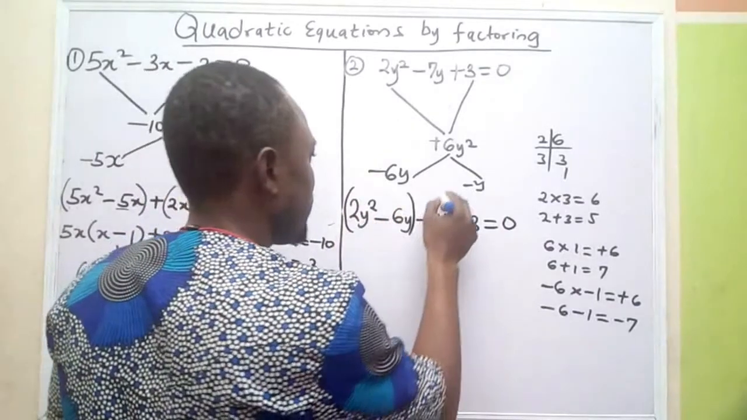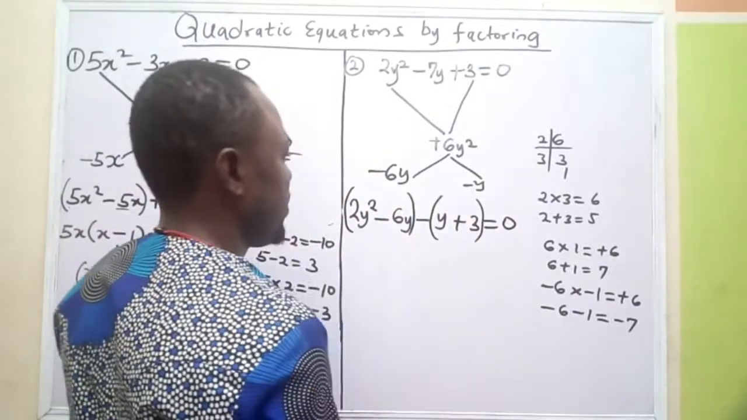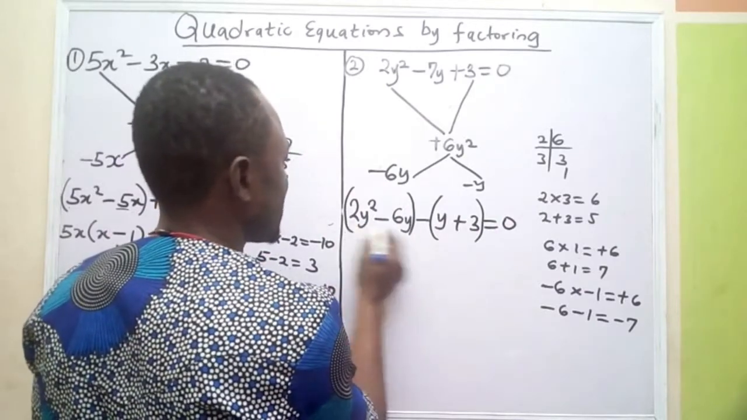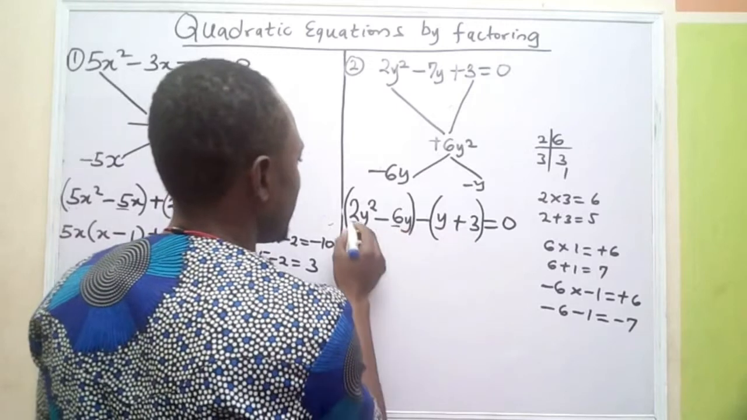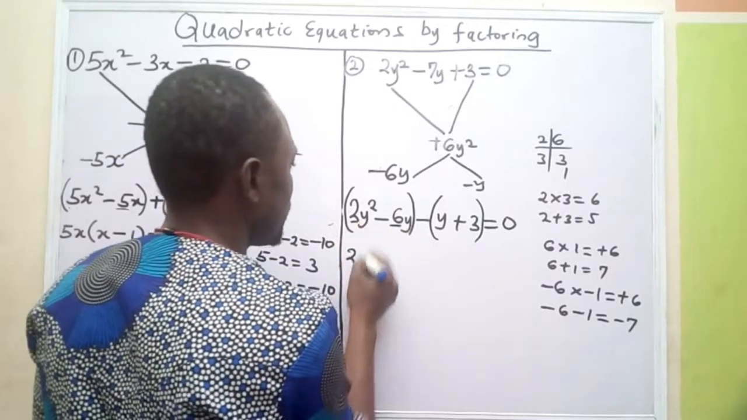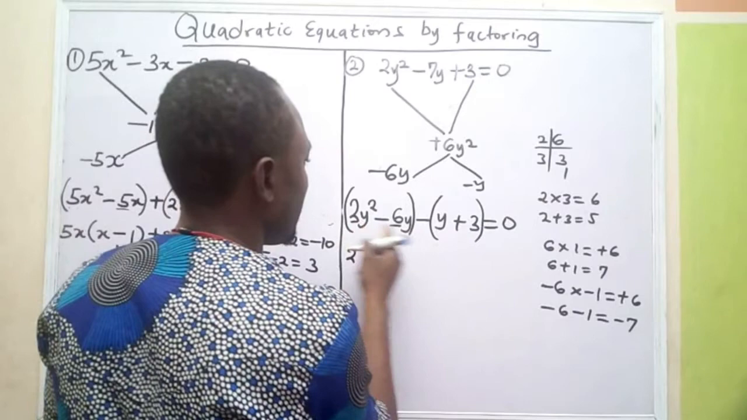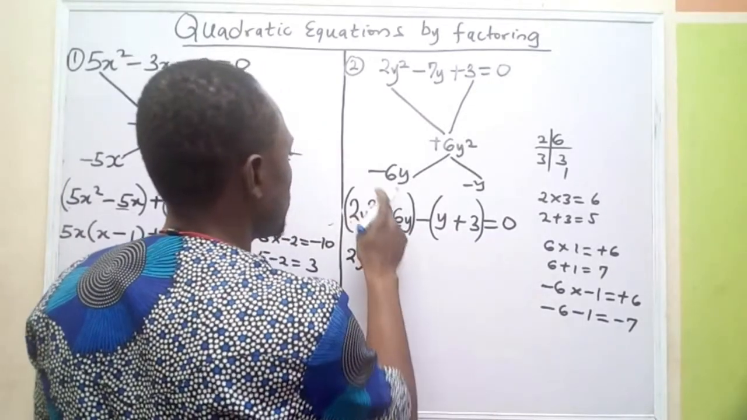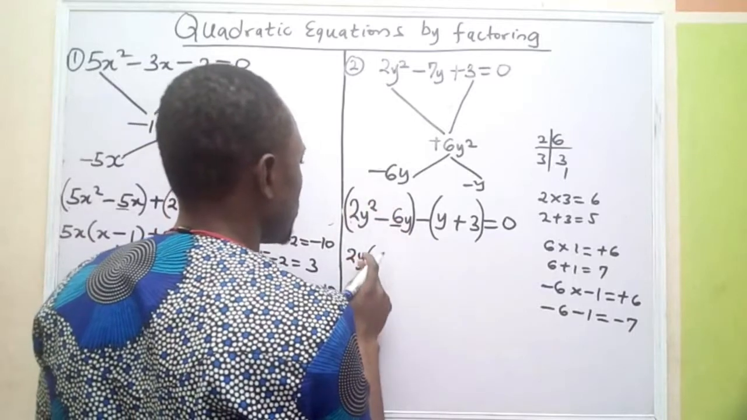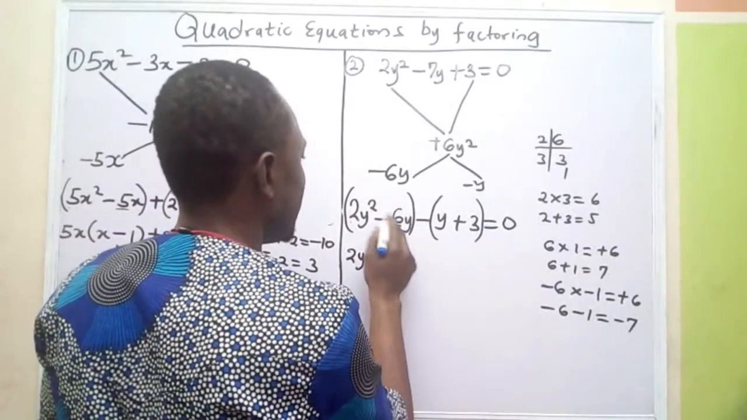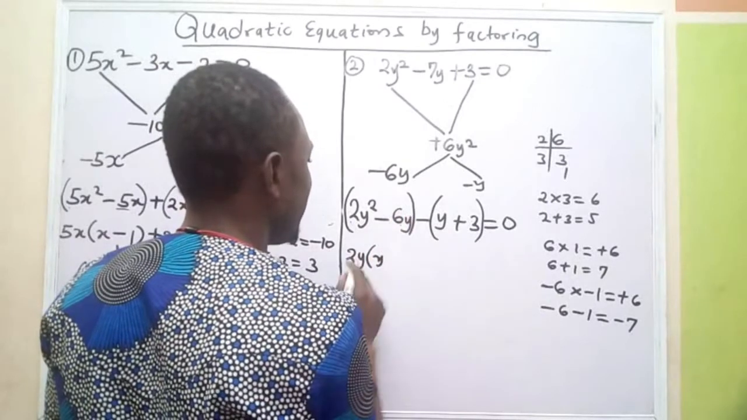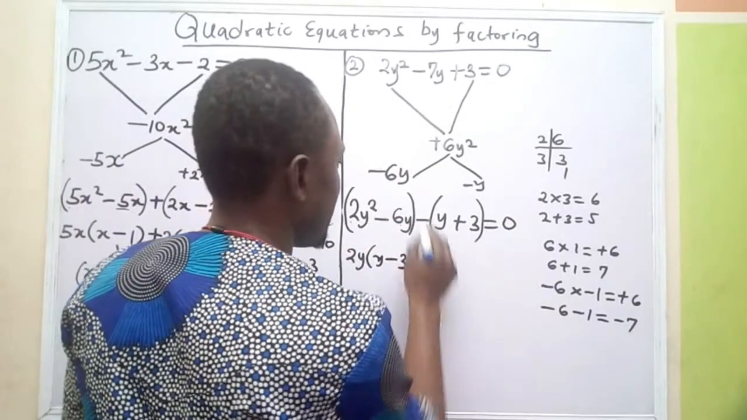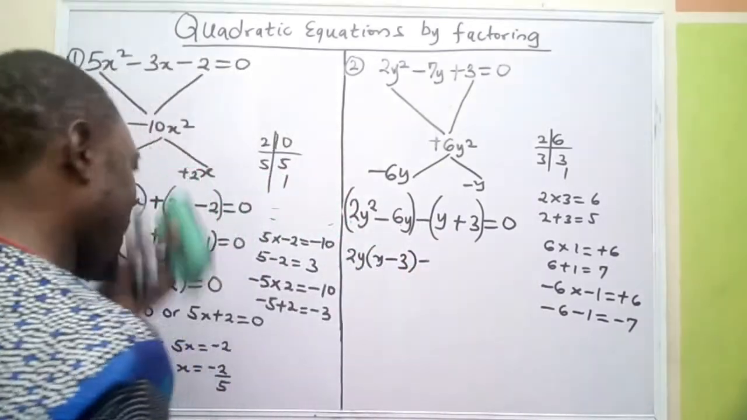Now I'm going to pair them. I'm going to factorize them by grouping. So now the next thing, I'll find the highest power of this. The highest power of this and this is 2y for y squared and y. Now I'm going to do 2y squared divided by 2y will give me y. Then minus 6y divided by 2y will give me minus 3. Then I'll put a minus sign here.